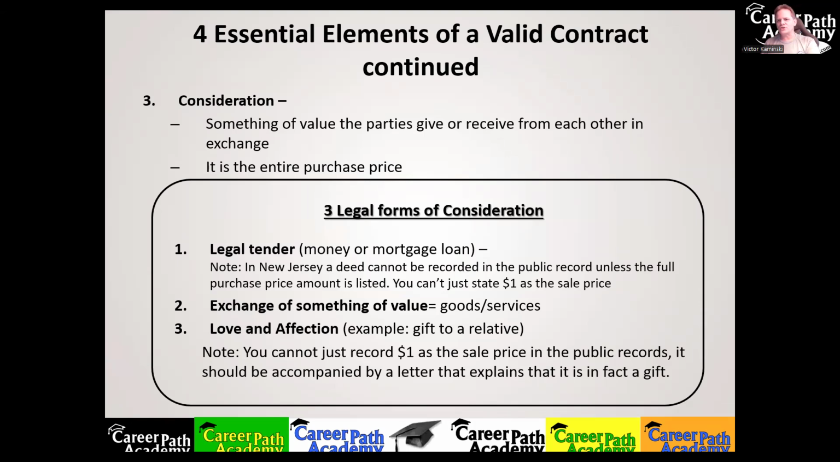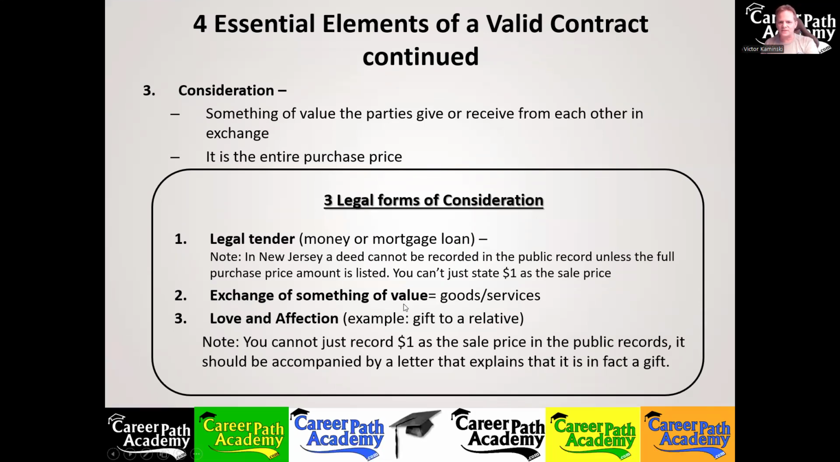It doesn't matter whether it's goods or services or bartering, legal tender, exchange of something of value, or love and affection. These are the three forms of legal consideration. So legal tender is money or a mortgage loan. Or you could have an exchange of something of value, whether it's goods or services. I'll give you this item in exchange for this item. Or I will do this for you if you give me that. That's like bartering. And then love and affection.